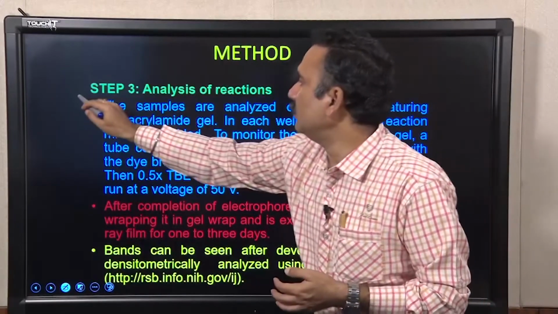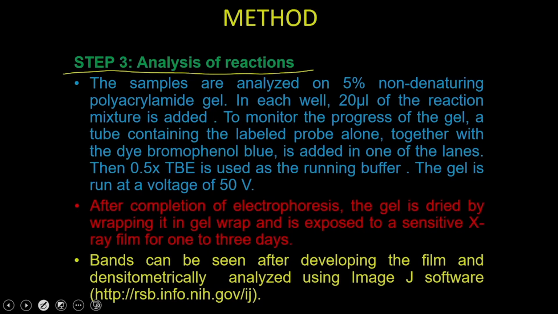Then step 3, you have to do the analysis of the reaction. Once the incubation periods are over, you take these samples and analyze them on 5% non-denaturing polyacrylamide gels. In each well you can resolve 20 microliters of the reaction mixture.